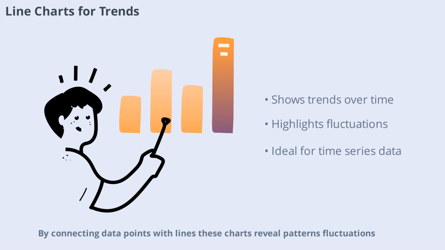Line charts are perfect for displaying trends over time. By connecting data points with lines, these charts reveal patterns, fluctuations, and long-term movements in your data. They're commonly used for tracking stock prices, website traffic, or temperature changes. Line charts make it easy to spot upward or downward trends, seasonal cycles, and sudden spikes, helping you understand how things evolve over time.